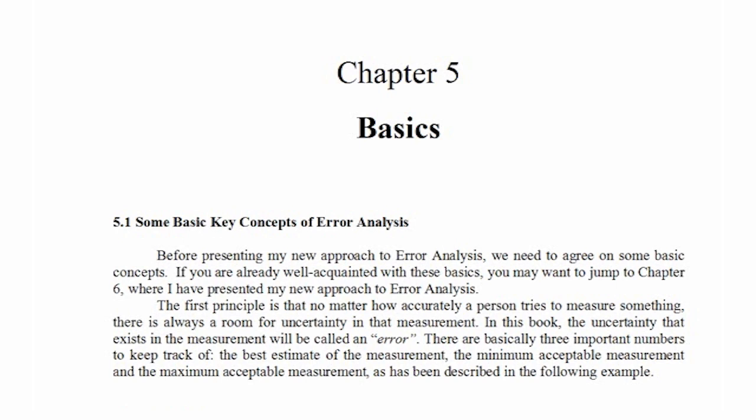The first principle is that no matter how accurately a person tries to measure something, there is always room for uncertainty in that measurement. In this book, the uncertainty that exists in the measurement will be called an error. There are basically 3 important numbers to keep track of: the best estimate of the measurement, the minimum acceptable measurement, and the maximum acceptable measurement, as has been described in the following example.